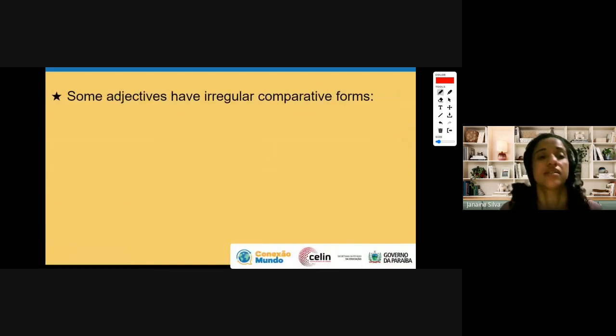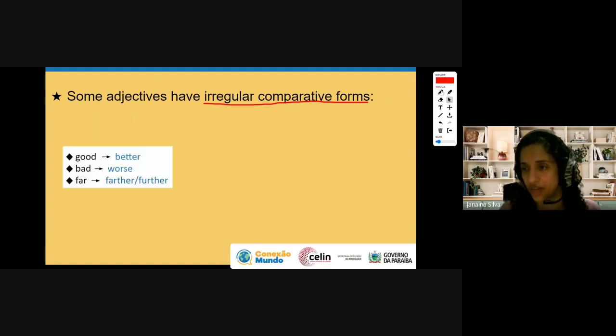Here, students, some adjectives have irregular comparative forms. So when we have adjectives such as good, bad, or far, I mean, with these adjectives, the comparative form is different. It is irregular. We need to use an irregular form. So good becomes better. Bad turns to worse. And far becomes farther or further.